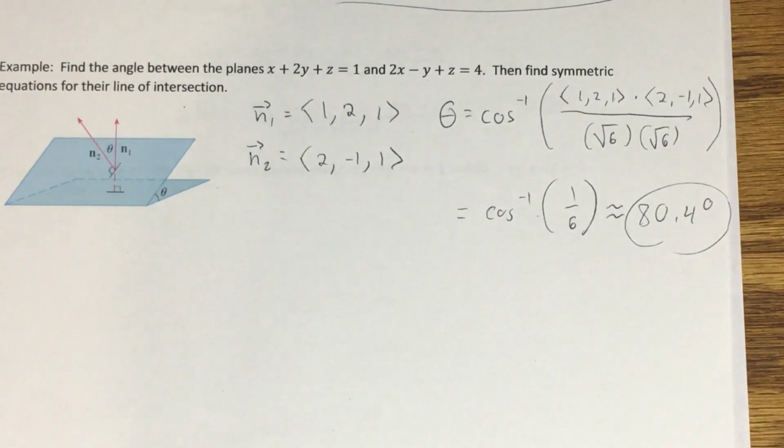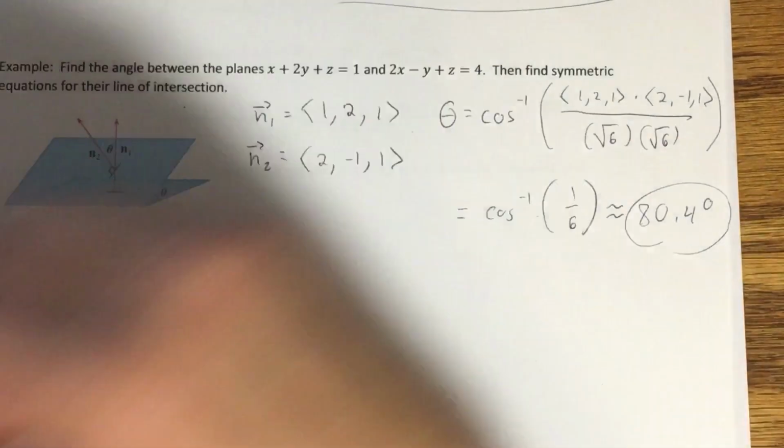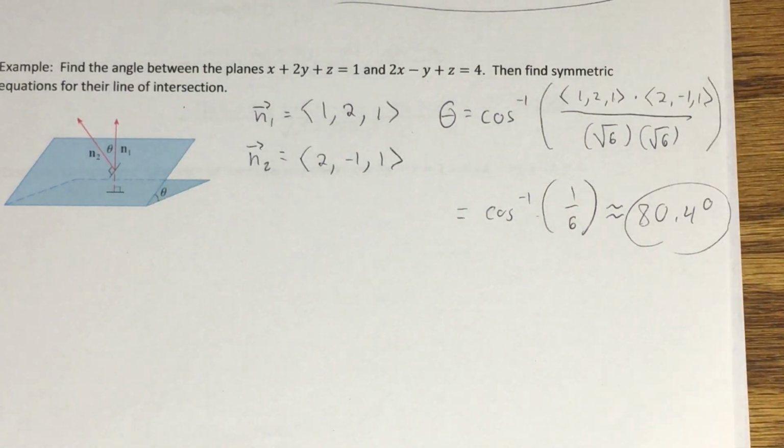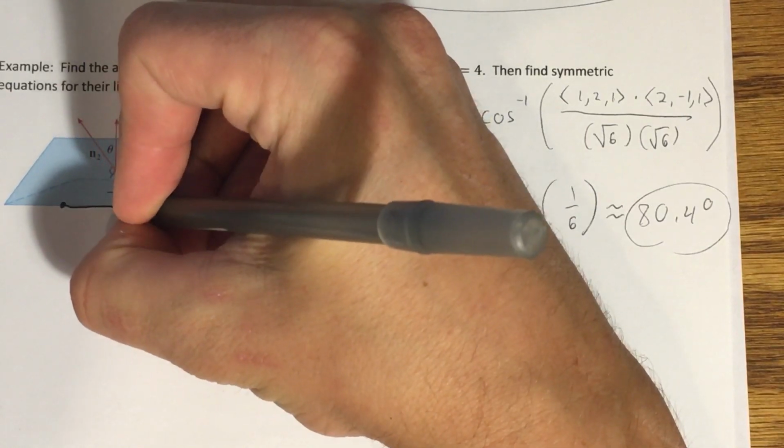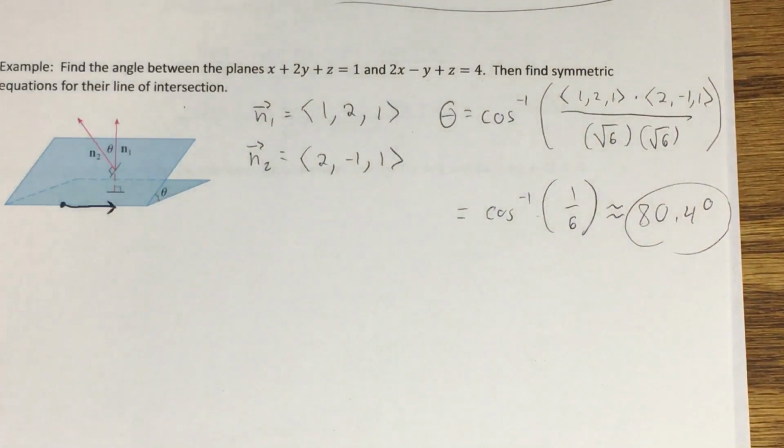All right, there was a follow-up question to this, though, right? It said we wanted to find symmetric equations for the line of intersection. And how do you do that? How do you find symmetric equations for the line of intersection? Well, this is the line of intersection. And because it's a line, remember there's two things that we need. We need a point on that line, and we need a direction vector for that line.